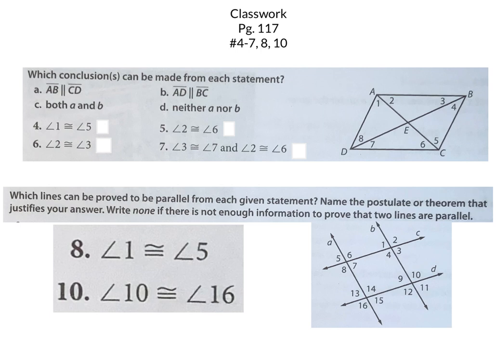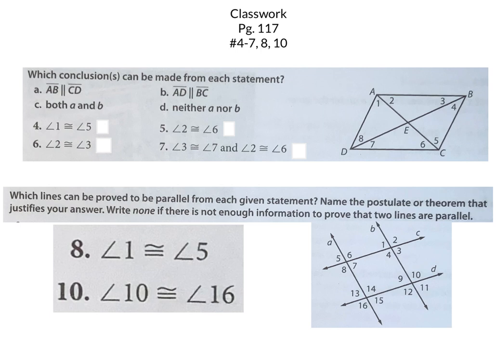For the next one, it says which lines can be proved parallel given the angles congruent. So you have multiple sets of lines and transversals, and you're going to determine which lines can be determined to be parallel from that. So try all of those, 4 through 7, and then 8 and 10.